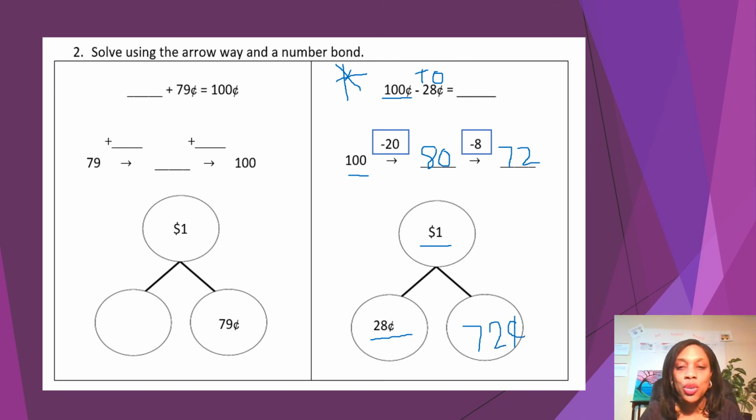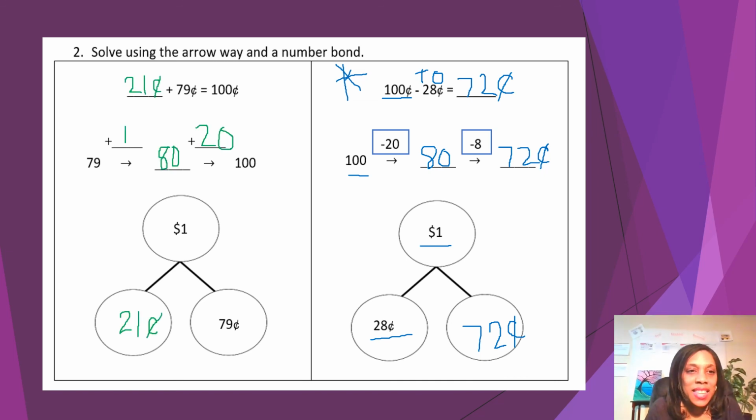All right, I want you to try the other problem on your own. That's blank plus 79 equals 100. Please press pause.